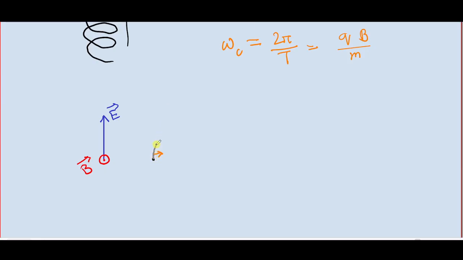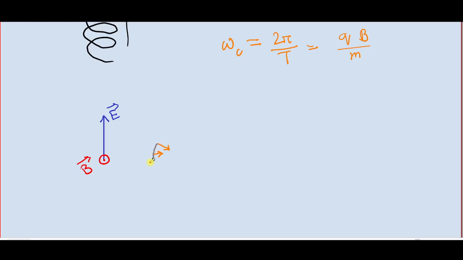So the path will bend. But the moment the path bends, that means the velocity is no longer purely vertical but at an angle, the magnetic force will also bend. It will keep on being perpendicular to the path, so it will bend slightly downwards now.